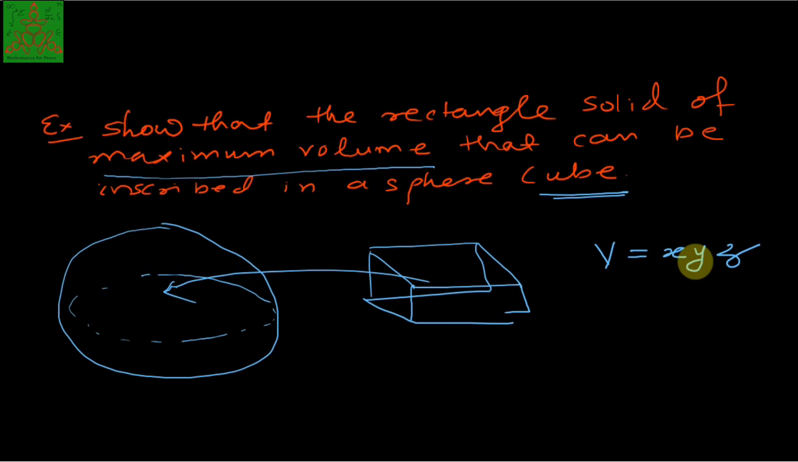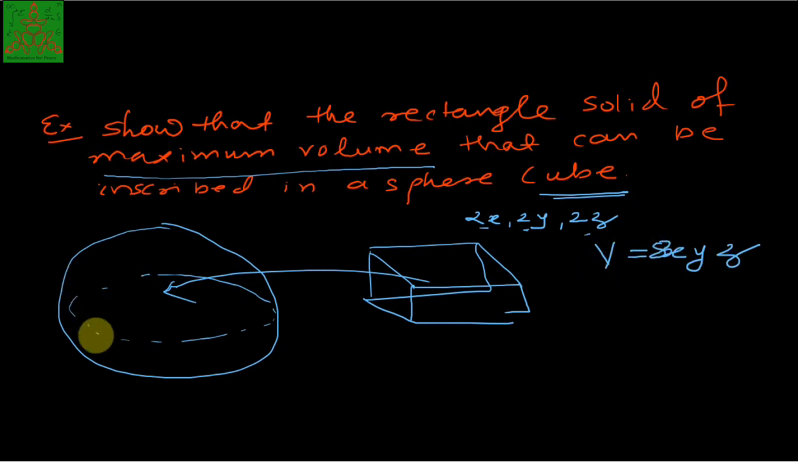For simplicity, what I am assuming is that the height is 2x, the length is 2y and the breadth is 2z, because it will reduce my calculation. That is why I am adding 2 here, and so the volume will become 8xyz.